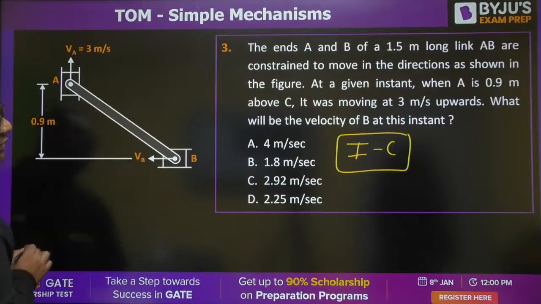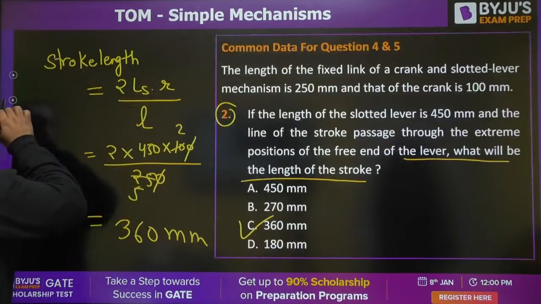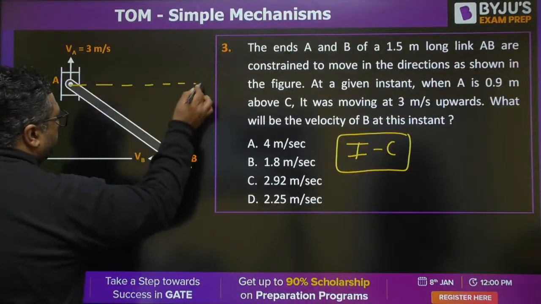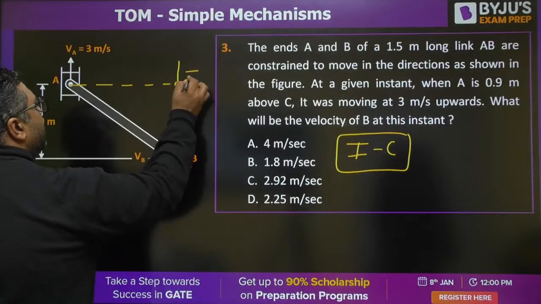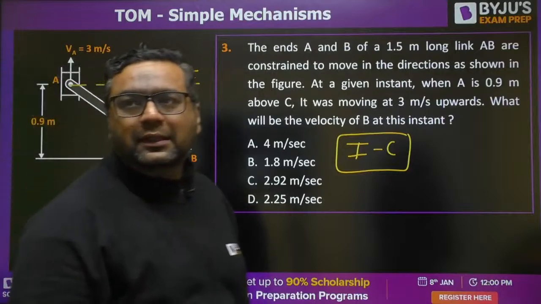Velocity of B is this. You need to find out the velocity of B, perpendicular to the direction of velocity. Perpendicular to the direction of velocity. Here you will get the I center. Tell me VB.